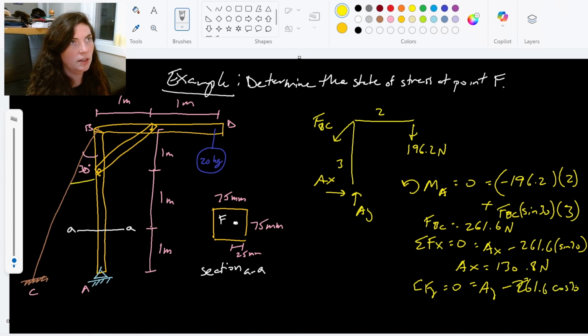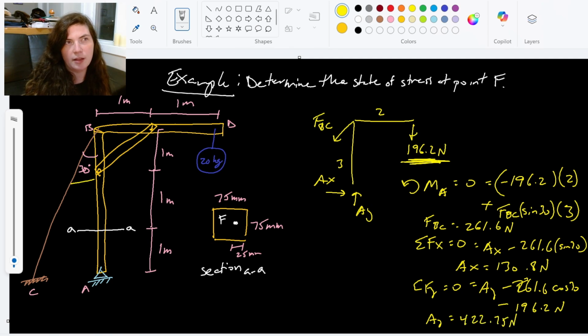I do the same deal with my Y forces, AY minus the Y component of FBC, so 261.6 cosine 30. But don't forget about this guy. Don't forget he's kind of off to the side, but he's also a Y force there. Minus 196.2 newtons. Gives me an AY value of 422.75 newtons.